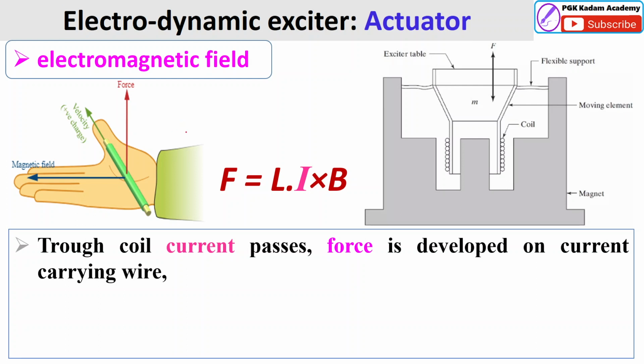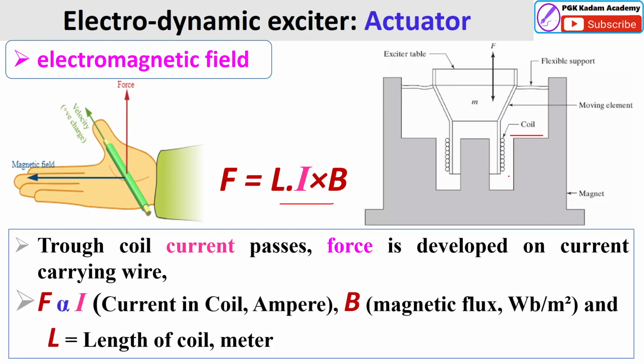Here is the rule: F = BIL is the formula. You can see these are the coils. The coils surround the exciter table, and surrounding the coil are permanent magnets. When current passes through this coil, a force is developed on the current-carrying wire, and that force is proportional to the current, B the magnetic flux density in Weber per meter square, and L the length of the coil in meters. As these increase, we can increase the force also.